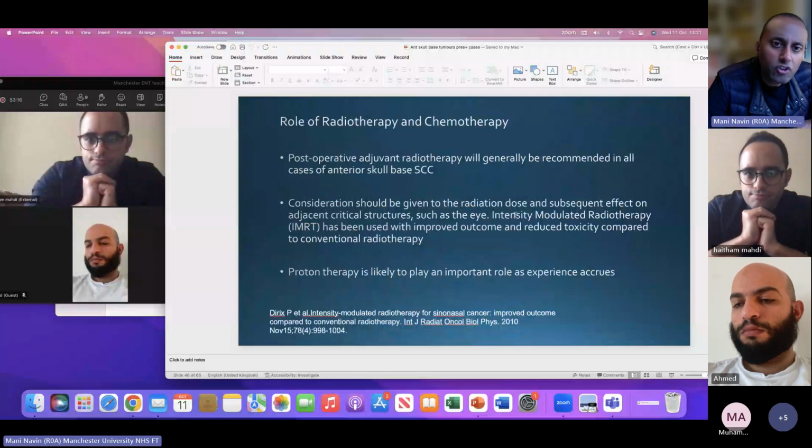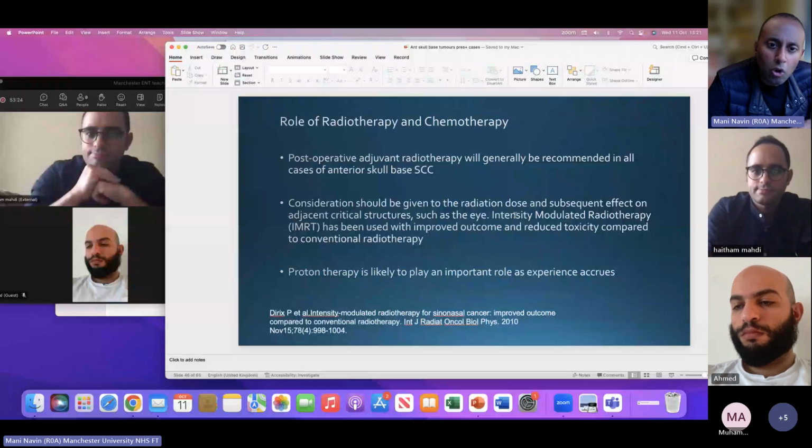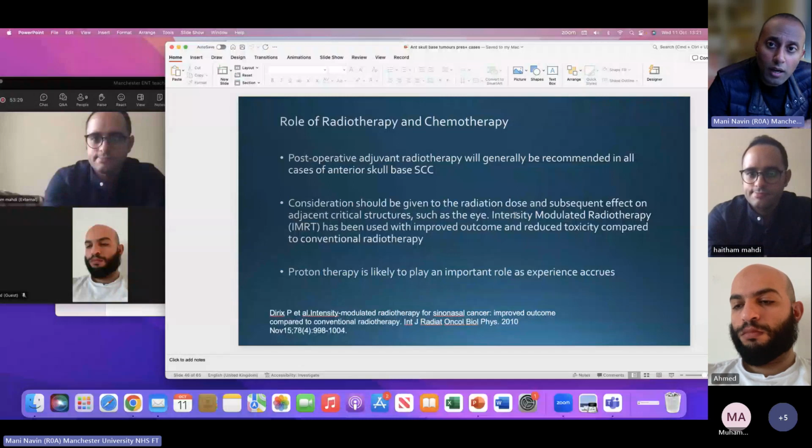If it's an SCC, virtually every case will get radiotherapy. Like I said to you, you need to give a lot of consideration to these structures around there, particularly the eye. Proton beams are being used more. Actually, skull-base involvement is an indication for proton beam therapy. So this is being used more and more.